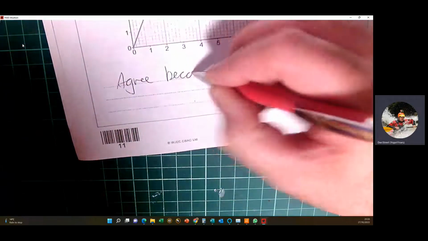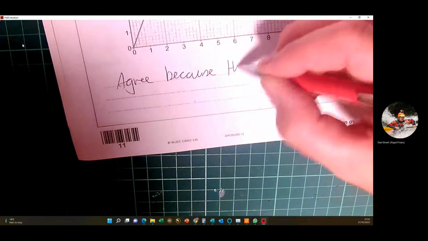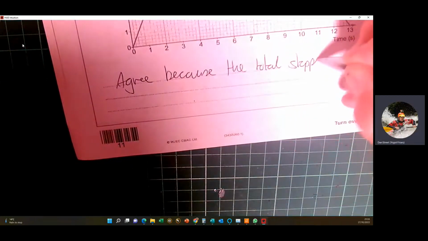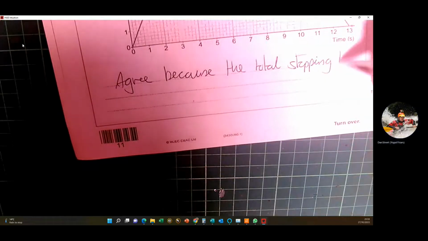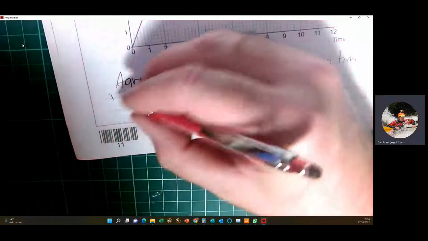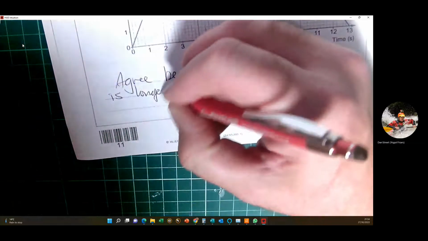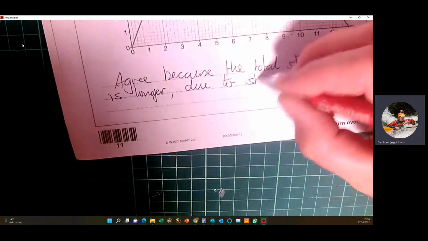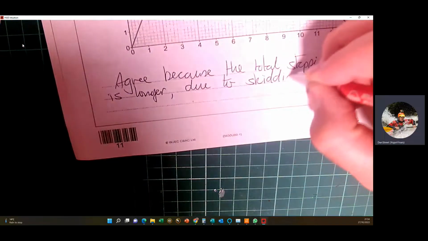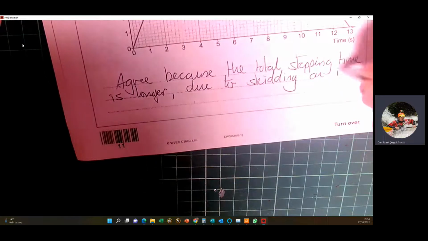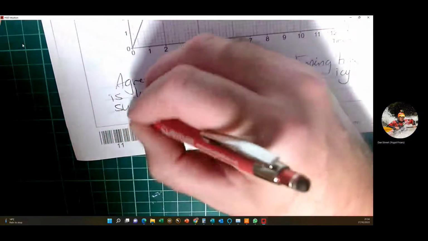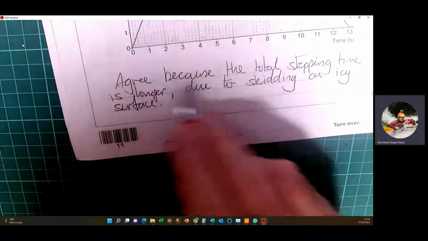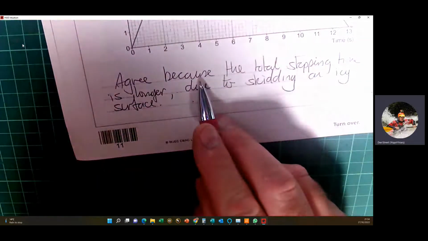because the total stopping time is longer due to skidding on icy surface. Okay, so we need to make the statement to agree or disagree for 1 mark, and then we need to explain our reasoning for the 2nd mark.